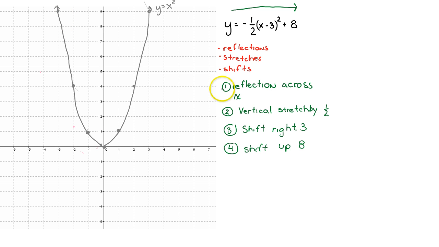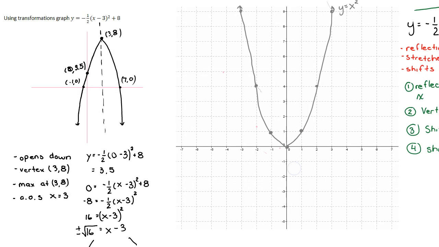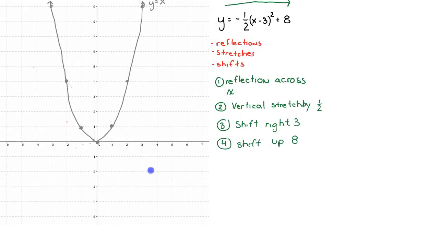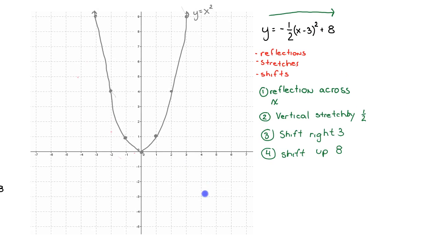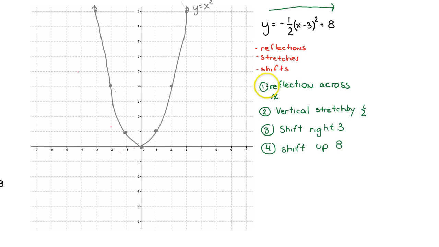By applying each of these transformations, we're going to take this parent graph and we're going to end up with something that looks like our sketch. So what I typically like to do when I do this is I like to group the reflections and stretches, and I do those in one step. So I'm going to do these two in one step, and then I'm going to do these two in one step.